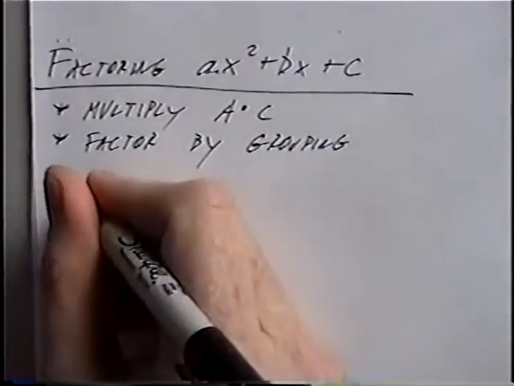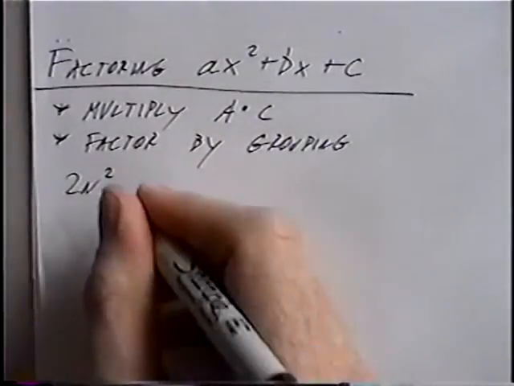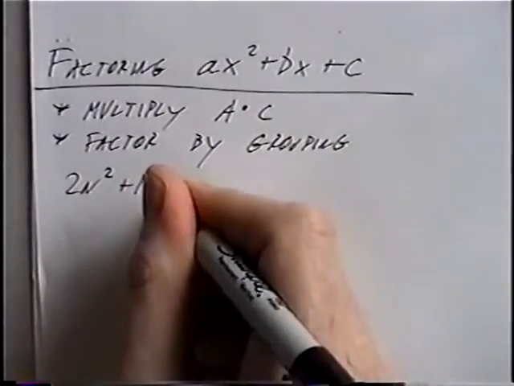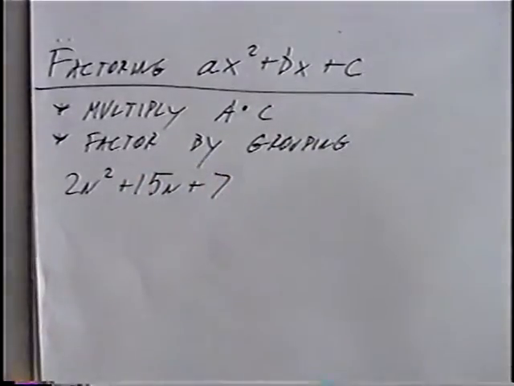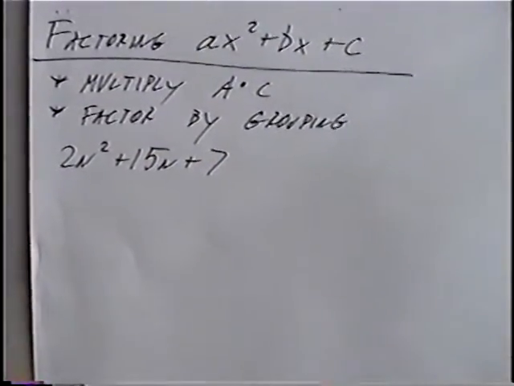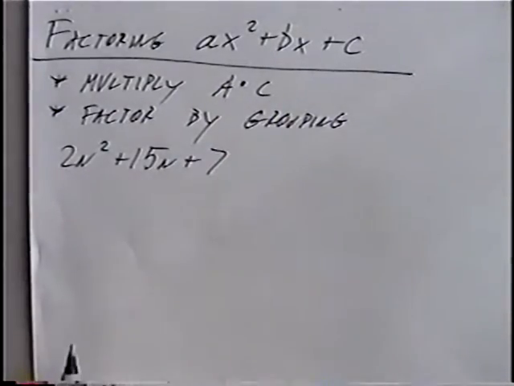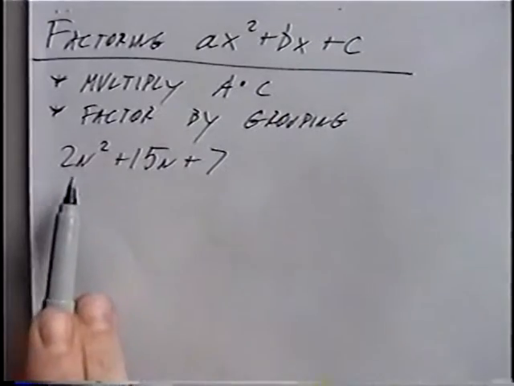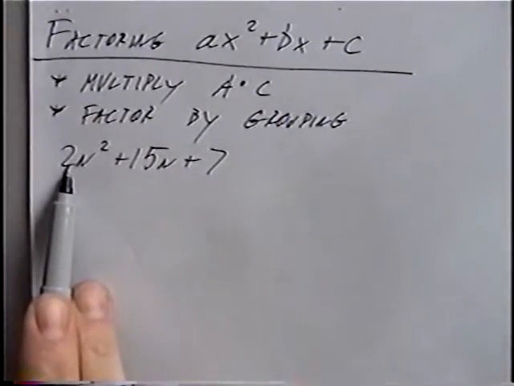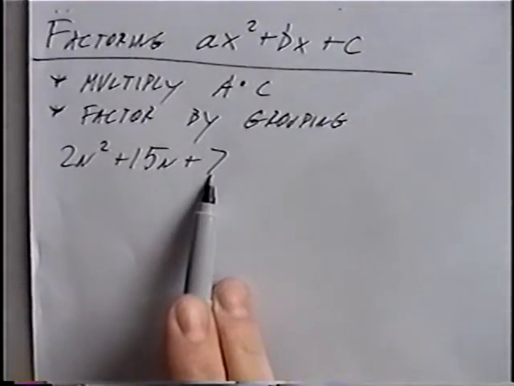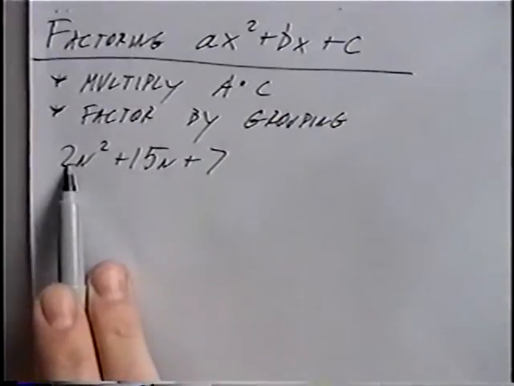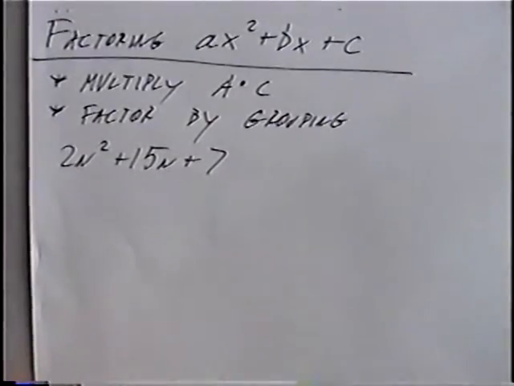First problem today is 2n squared plus 15n plus 7. First step is we're going to multiply a times c. A again is the number in front of the variable, in this case 2, and c is the last number, which is 7. So multiplying 2 times 7 would be 14.